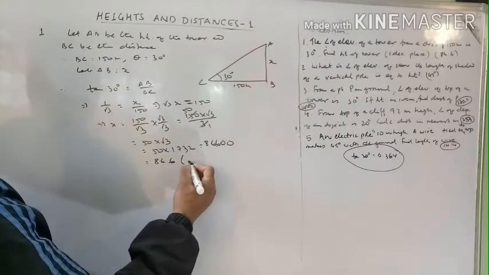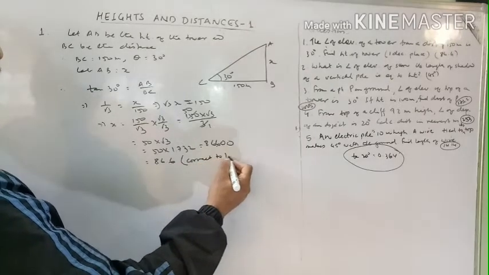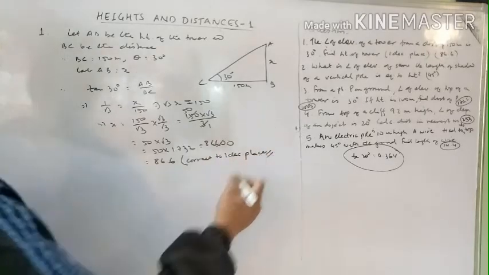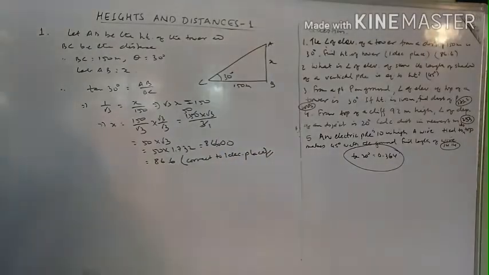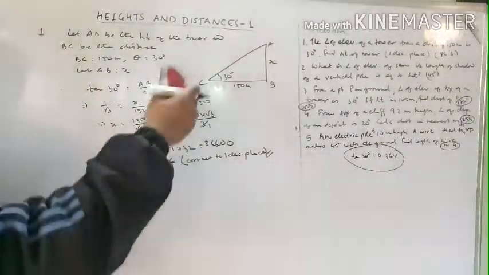The question says correct to one decimal place. So correct to one decimal place, this is the answer. Okay. Now if you have to find the perpendicular, this is how you can find it. Perpendicular means height.